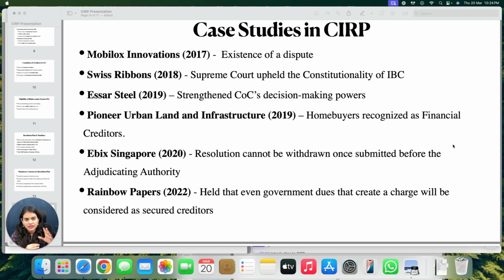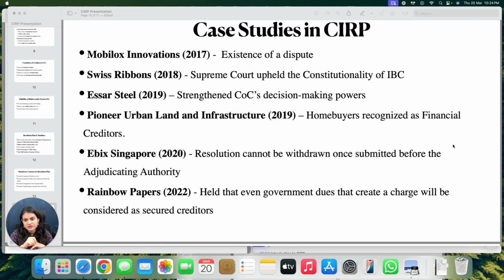If there is any difference, in this particular case, there was a difference created in different classes of operational creditors. So the Supreme Court held that that was commercial wisdom, and the COC may take its decision based on the viability and feasibility of the resolution plan.